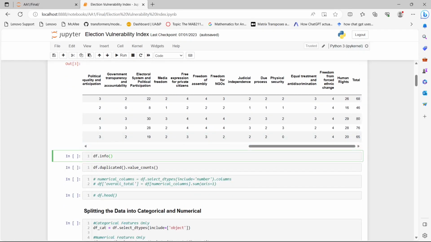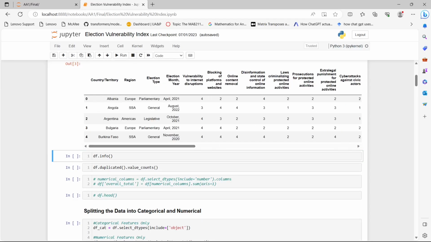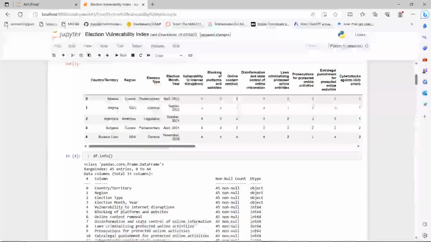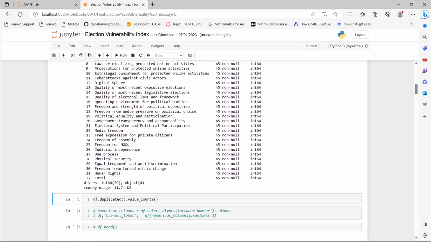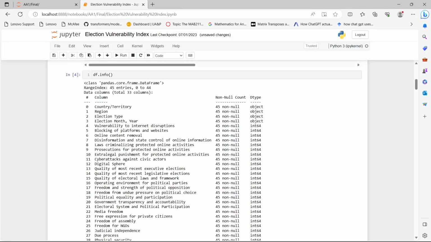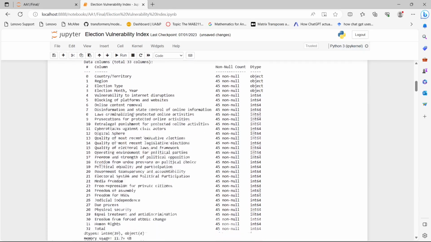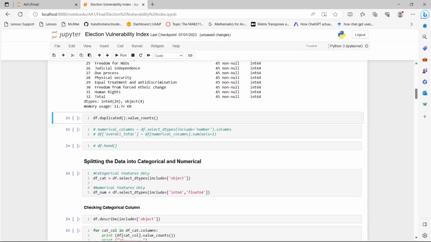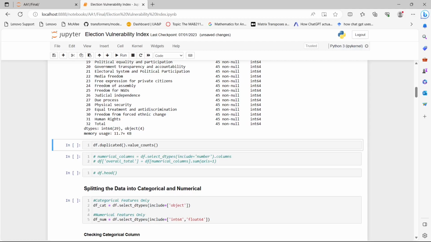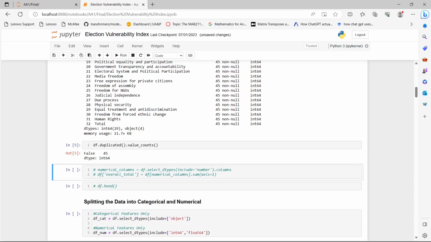Now, let's see the different data types and what feature has some missing values. So we just have 45 countries or 45 entries, and good to know that we don't have any null values, and that's a very good indication. Then this one checks for duplicates, just in case there are any. So let's count. There are no duplicates, so we have 45 False.